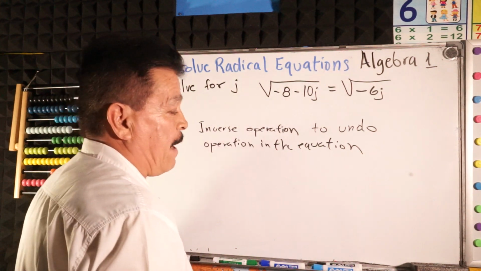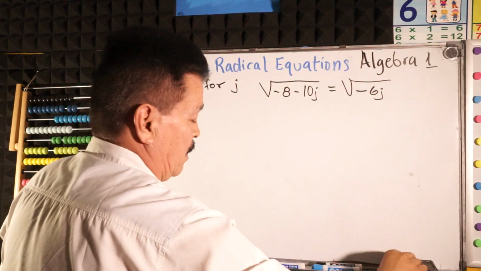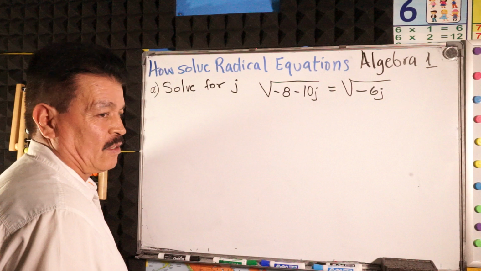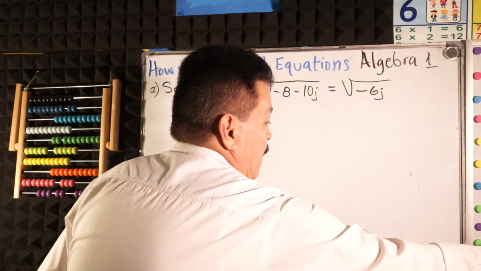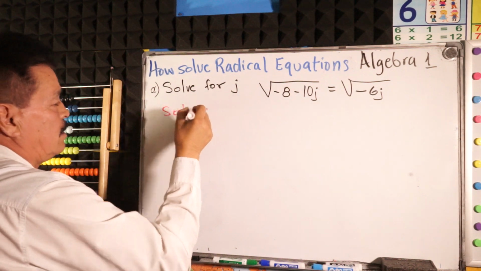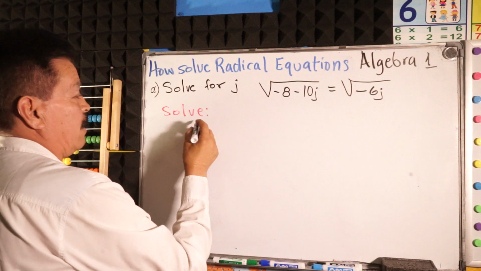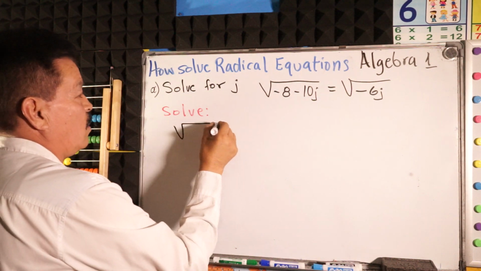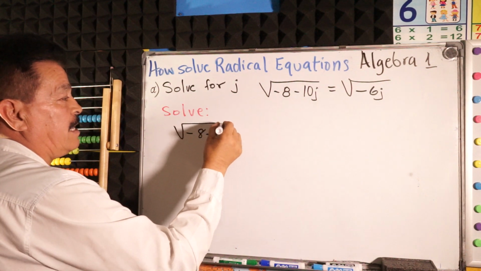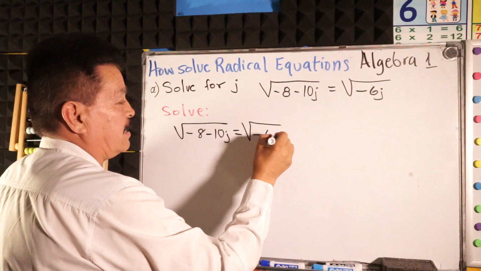All right. Let's solve this problem. First step, let's write it down, all the steps. Our problem is the square root of negative 8 minus 10j equals the square root of negative 6j.